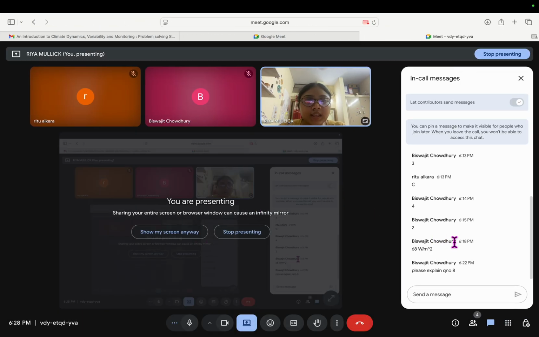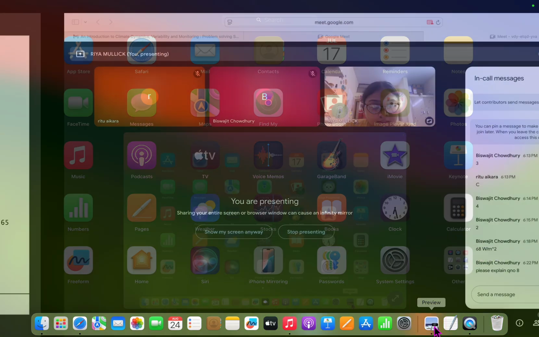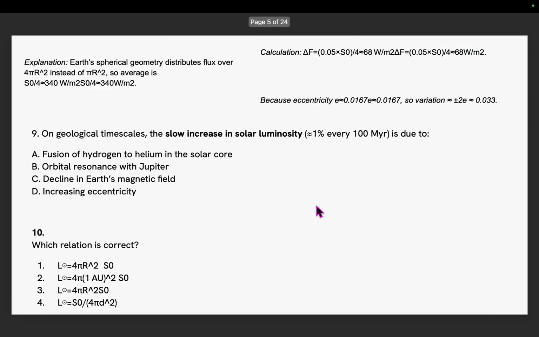Is it okay, or do I have to do more? Yes, ma'am. Thank you, ma'am, for your explanation. And in question 9, on the geological time scale, the increase in the solar luminosity is due to, this is only for the output of the sun.